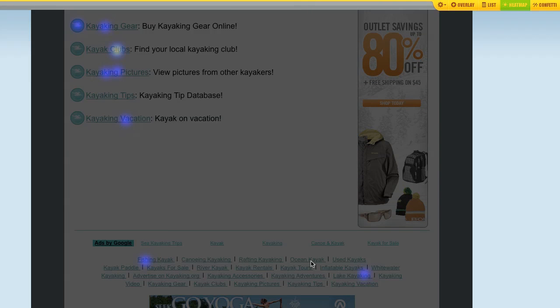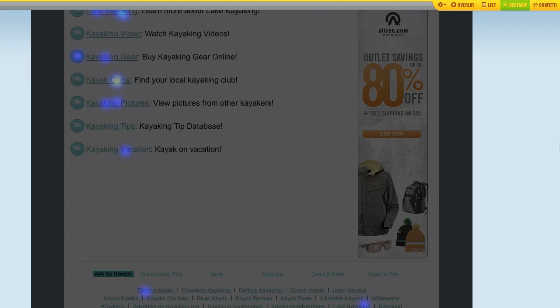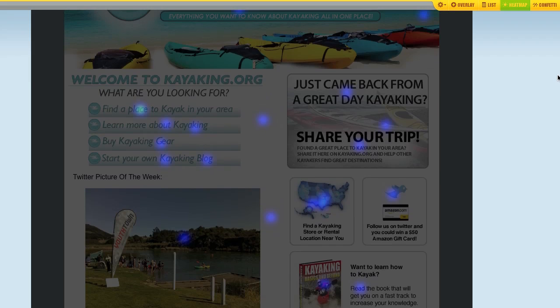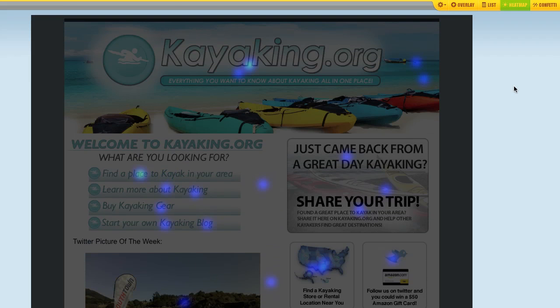I can even see here that fishing kayak got a click. It got a click at the bottom of the site, and there was a lot of interest in it towards the top of the site. When I redesign this, I'll keep that in mind so that it's visible above the fold. Right now, one of my most popular options, fishing kayak, is not visible. So I know that designing the next version, I have to have that in mind.